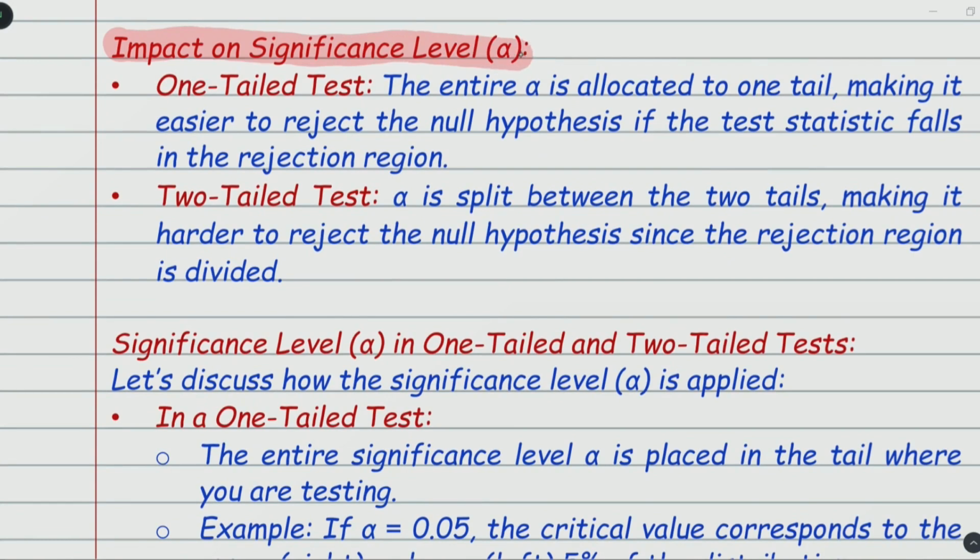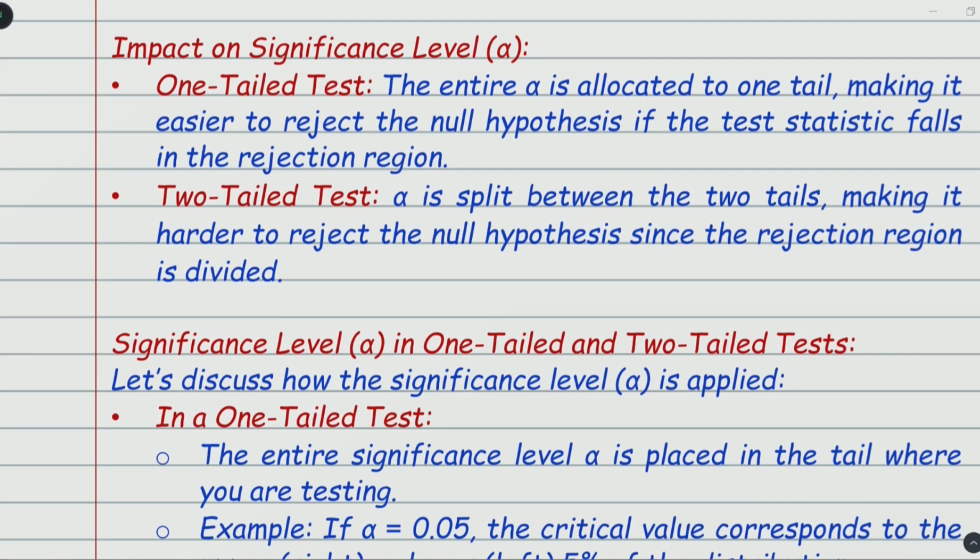the impact on significance level, that is alpha. For a one-tail test, the entire alpha is allocated to one tail, making it easier to reject the null hypothesis if the test statistic falls in the rejection region. In a two-tail test, alpha is split between the two tails, making it harder to reject the null hypothesis since the rejection region is divided. Now we have seen the impact of this in two-tail test already.